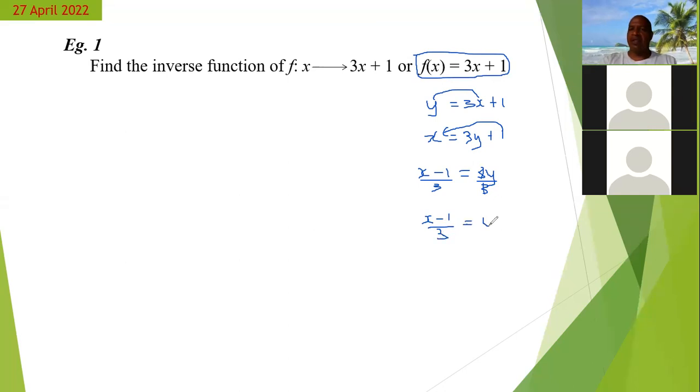Now we are accustomed to having our y on the left-hand side of our equation as the subject. So in order to get it in that form, we just flip around the equation. What is on the left, we bring to the right, and what is on the right, we bring to the left. So we put the y on the left and put x minus 1 over 3 on the right.